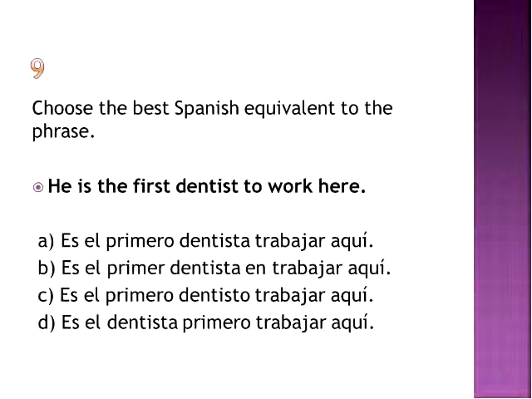Next, choose the best Spanish equivalent to the phrase. Which is the best way to say it? He is the first dentist to work here. What's your name? Mark. Let's read them. The first, es el primero dentista a trabajar aquí. B, es el primer dentista en trabajar aquí. C, es el primero dentista trabajar aquí.